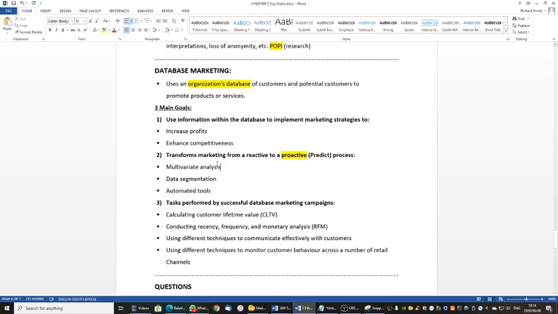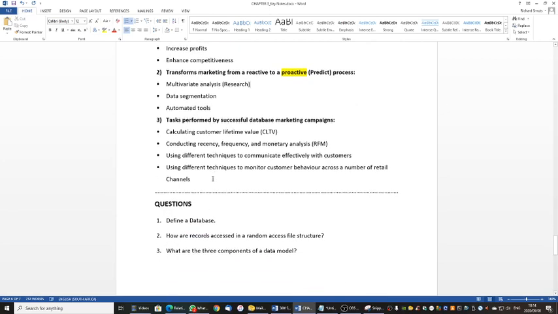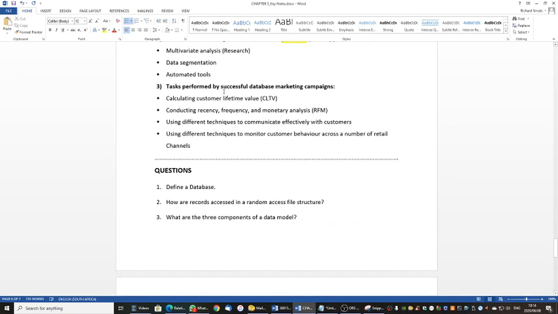What you can do for me is have a look at this one, and I'm going to type here once again the word that you don't like called research. It helps you find your own answers and learn as a student. Tasks performed by successful database marketing campaigns. Calculating customer lifetime value. These will come out of your other courses, known as CLTV.